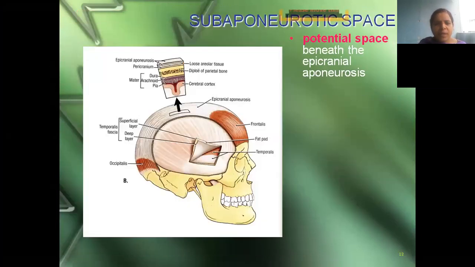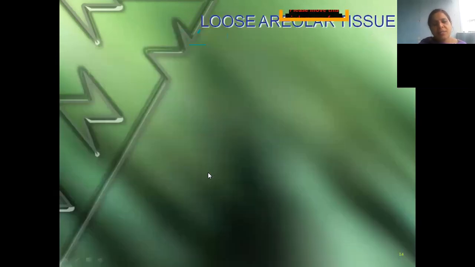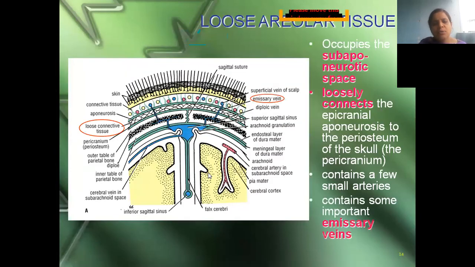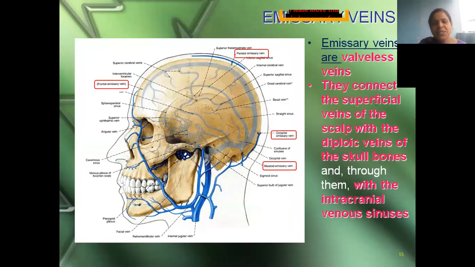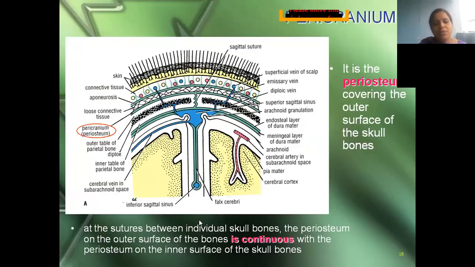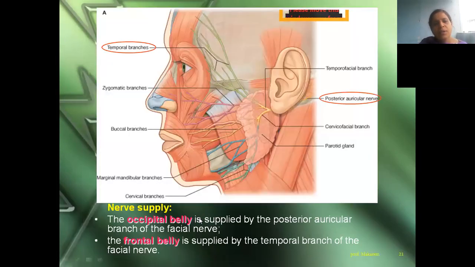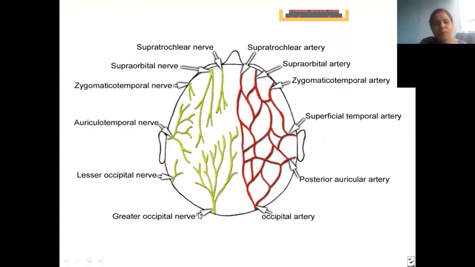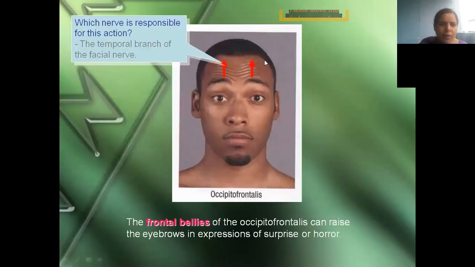Okay. Then what is the muscle? I said getting inserted occipitalis and frontalis. Okay, the fourth layer is loose areolar tissue, which I said as dangerous area of scalp. The last layer, which is close to the skull bone, is periosteum. Okay, the name of this muscle is occipitofrontalis. You can see the action. Okay, this is the frontalis muscle, frontal bellies of occipitofrontalis. They are actually raising the eyebrows for the expression of surprise or horror.